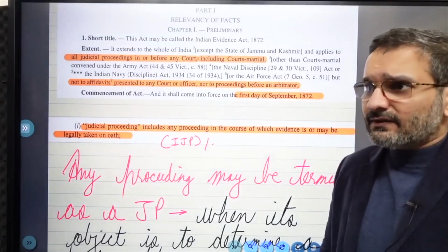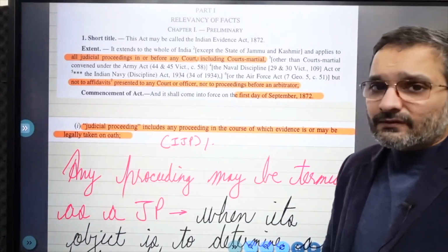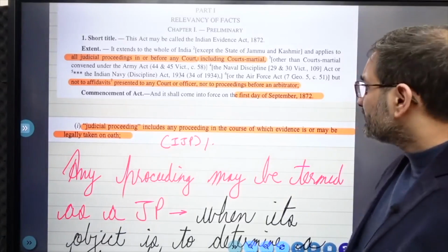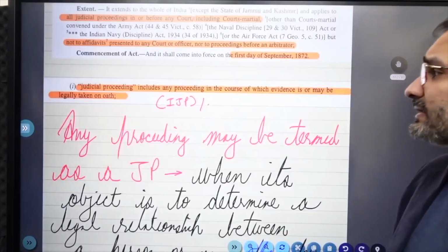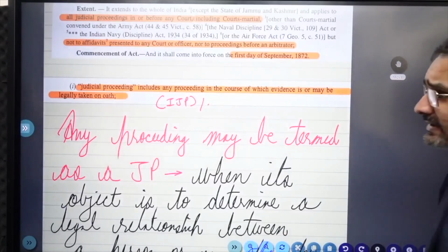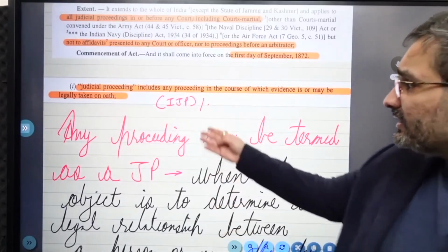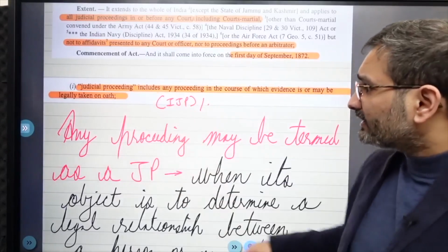So when did the Indian Evidence Act come into force? 1st of September 1872, not 1st April. Judicial proceedings includes any proceeding in the course of which evidence is or may be legally taken on oath. कहाँ पे दे रखा था? 2I के अंदर, ठीक है?